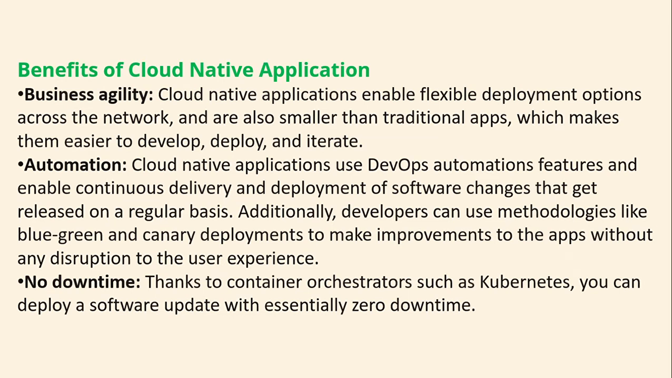Next benefit includes business agility. Cloud native applications enable flexible deployment options across the network and are also smaller than traditional apps, which makes them easier to develop, deploy, and iterate. Automation is another benefit. Cloud native applications use DevOps automation features and enable continuous delivery and deployment of software changes that get released on a regular basis.